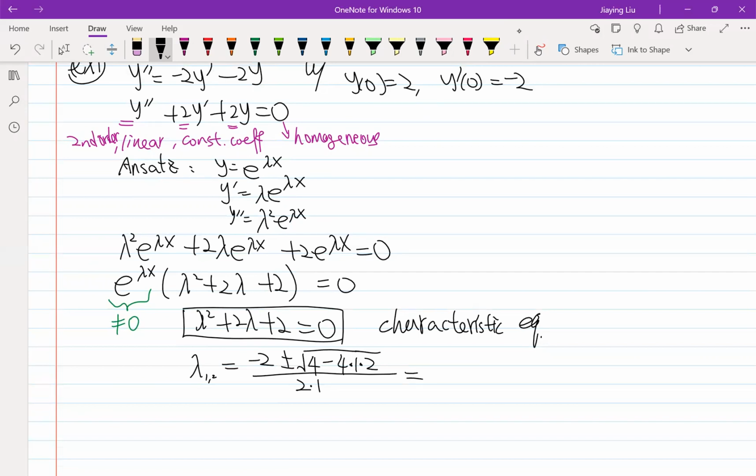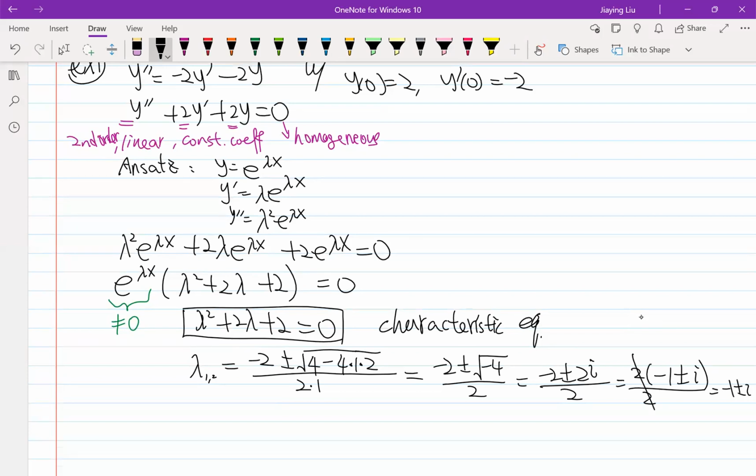And then that's going to equal, when we simplify the numerator, negative 2 plus minus the square root of negative 4, which is 2i. We get negative 2 plus minus 2i divided by 2, and then we can factor out a 2 from the numerator, divide by 2 in the denominator. So 2 times negative 1 plus minus i divided by 2. So the 2 cancels, giving us only negative 1 plus minus i.